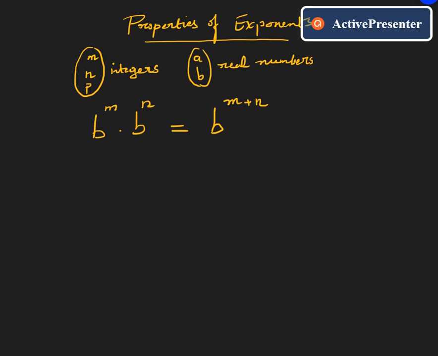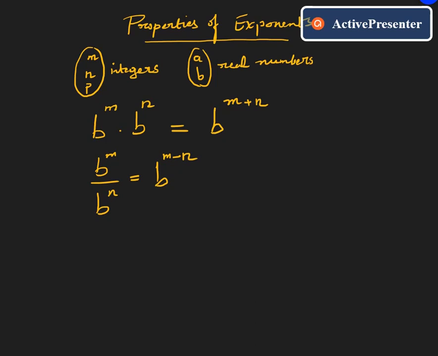The second property is the quotient of two exponents with the same base. I mean the base b to the power m over the base b to the power n equals the base b to the power m minus n. Okay. This is the second property.